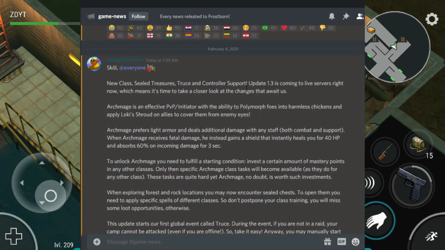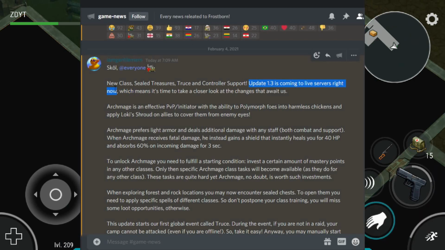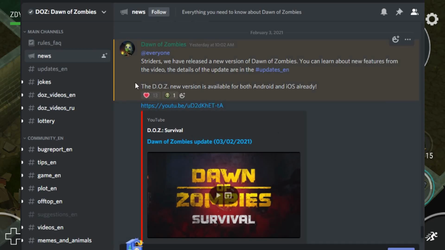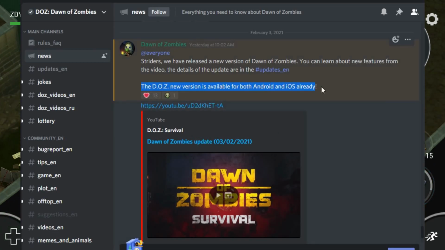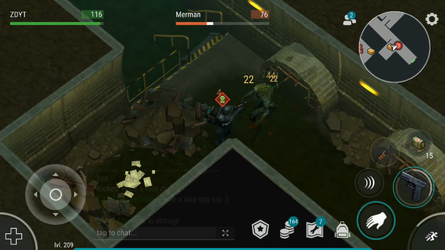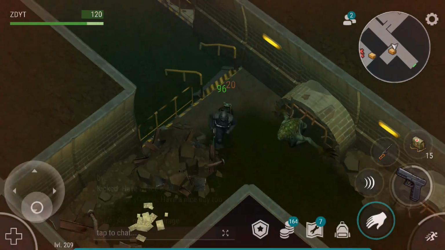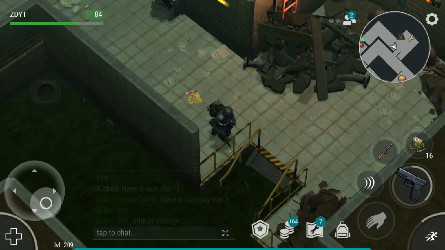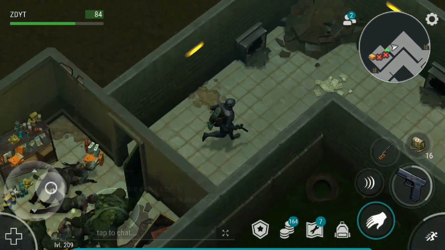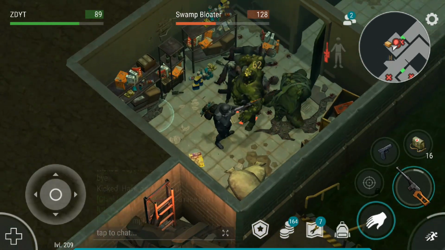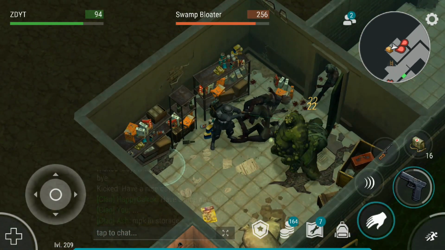Alright, Frostborn. Their updates are the exact same time. Grimsoul. Their updates are at the exact same time. DOZ even, their updates are at the exact same time. Now, I guarantee all four of these apps, throwing in Last Day on Earth, are under an intense amount of rigor and intense update release demanding schedules. But why are these other apps getting their updates approved at the exact same time and coming out at the exact same time, and Last Day on Earth is still struggling?